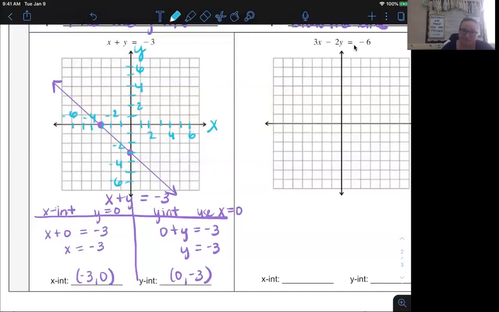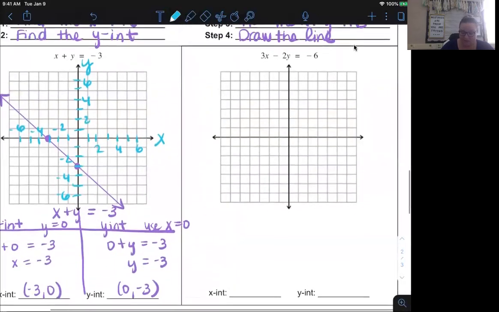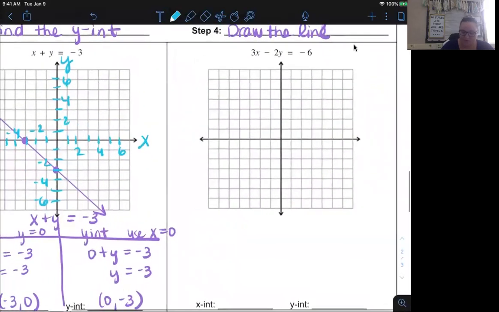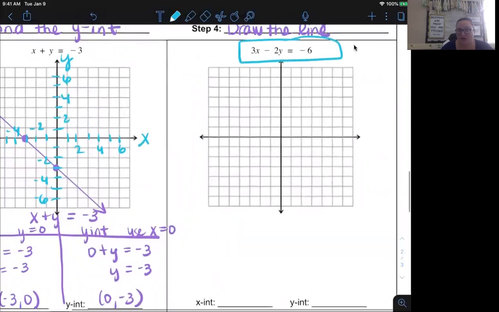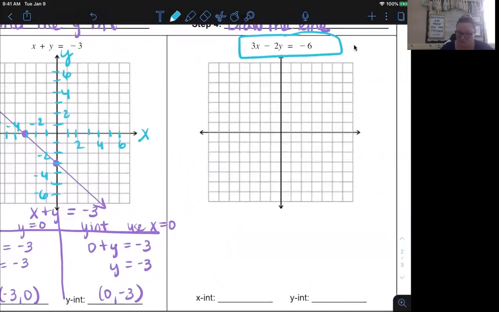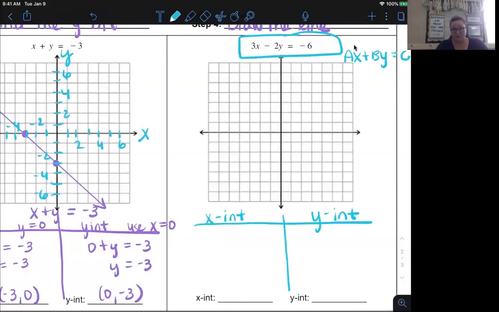All right, now it's your turn. So for the next part of this example, I want you to graph the equation 3x minus 2y equals -6. And this equation is in standard form. It's in ax plus by equals c form. So you want to graph it using your x and y intercepts. So find your x-intercept and find your y-intercept, plot those 2 points, and then draw the line that goes through them.